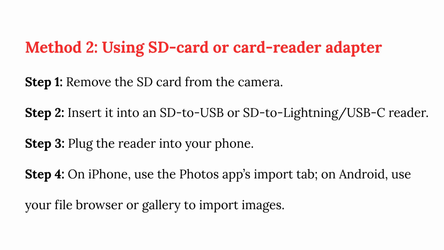Method 2. Using SD card or card reader adapter. Step 1. Remove the SD card from the camera. Step 2. Insert it into an SD-to-USB or SD-to-Lightning or USB-C reader. Step 3. Plug the reader into your phone.